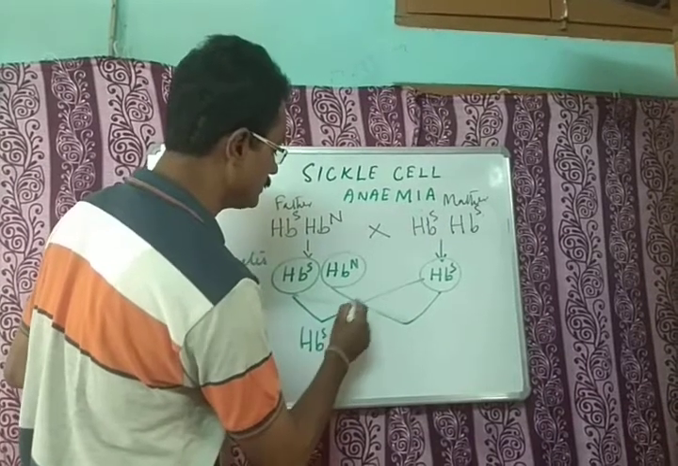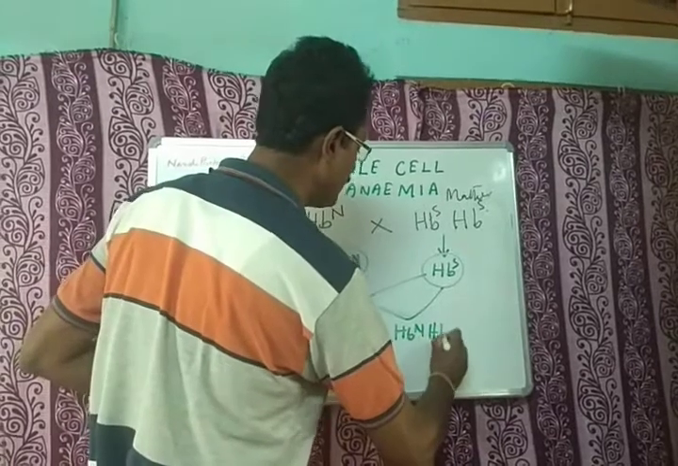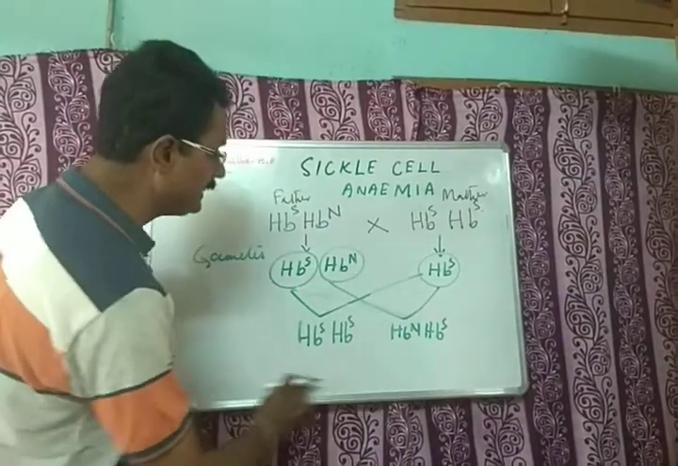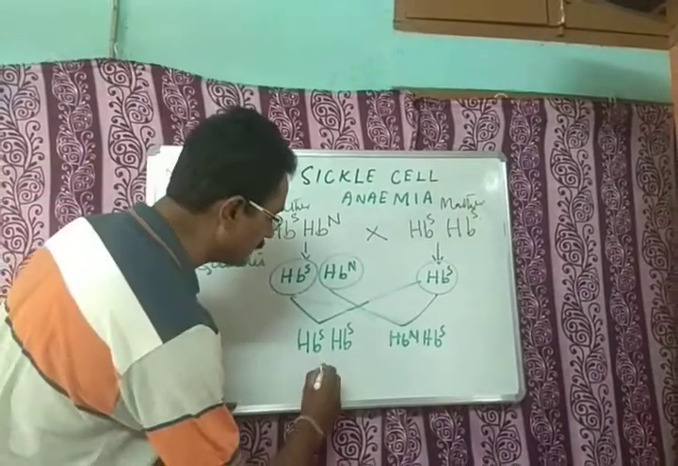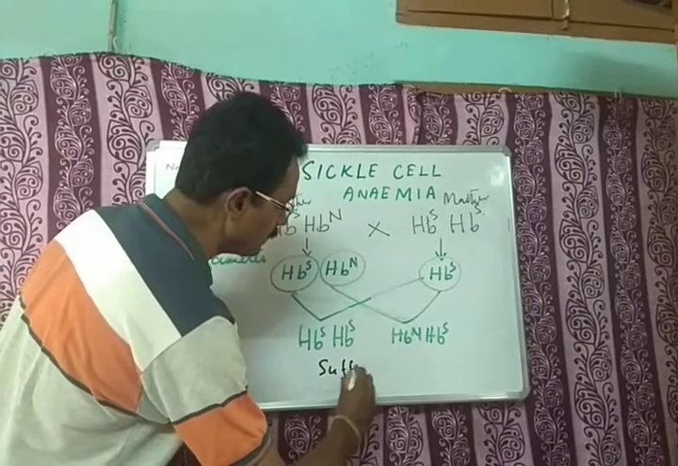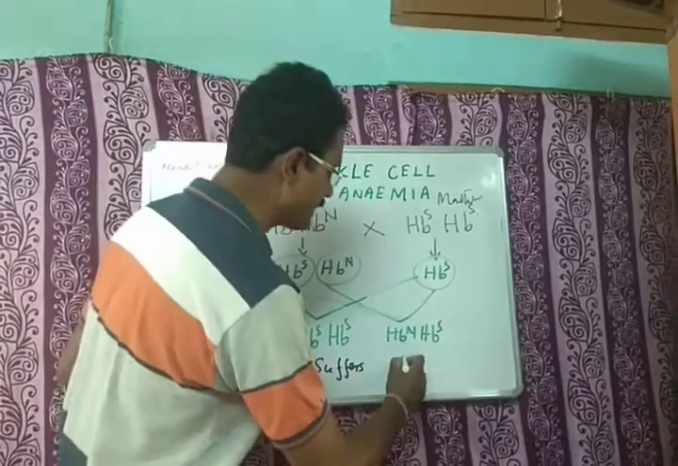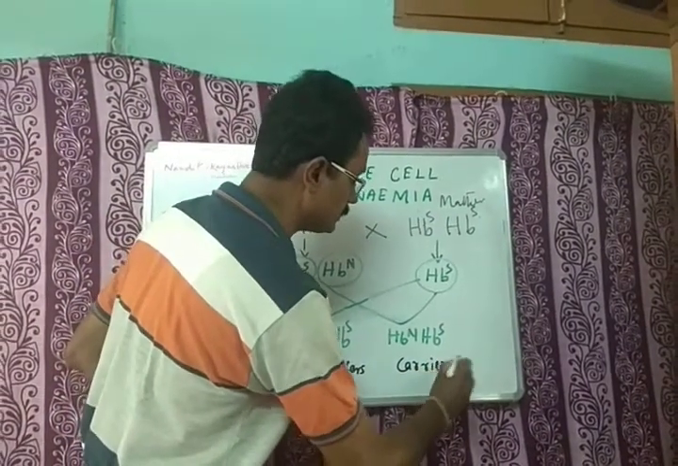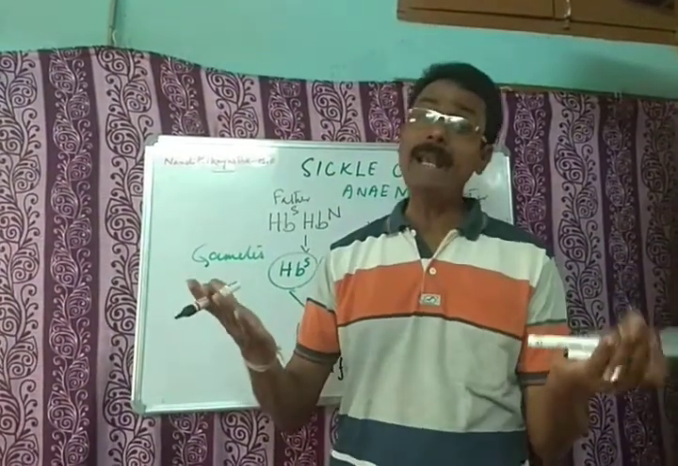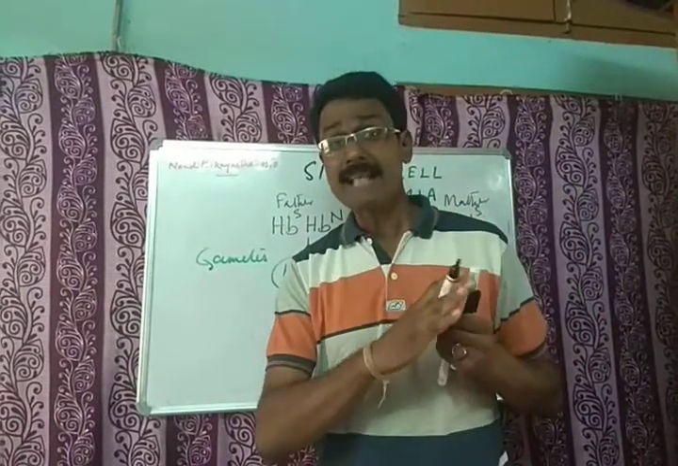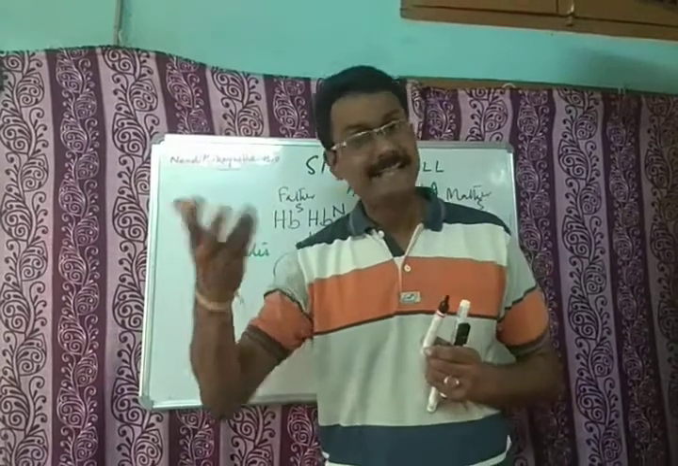Can you get it? You are finding HBN, HBS. So in this case, the person is a carrier. In this other case, the person suffers from sickle cell anemia. The carrier can be male or female, and the sufferer also can be male or female, as it is an autosomal recessive trait, not a sex-linked recessive trait.